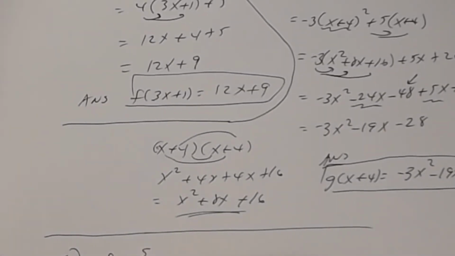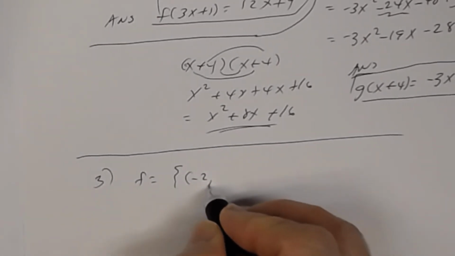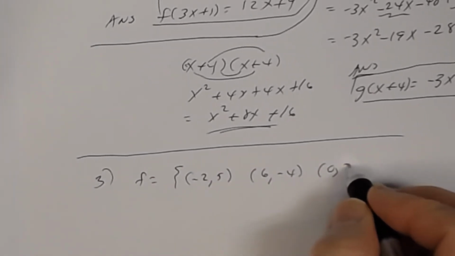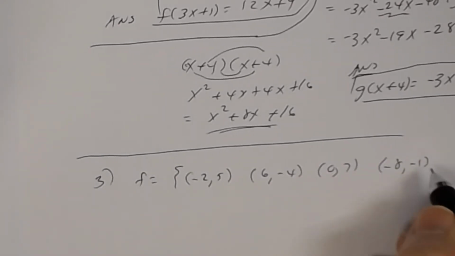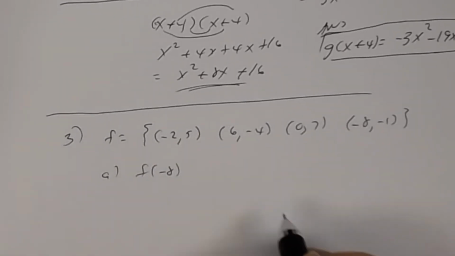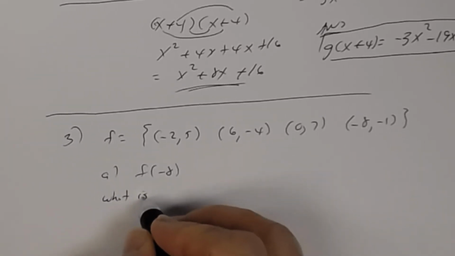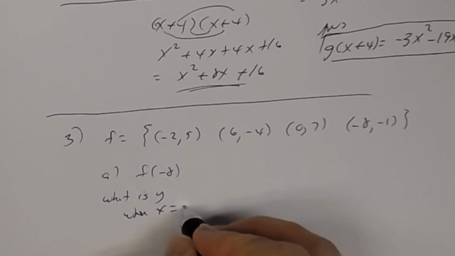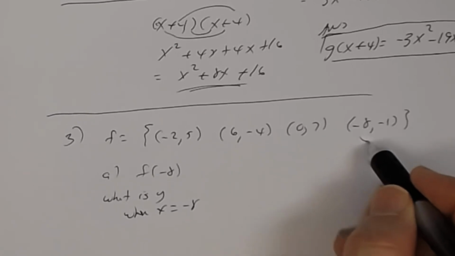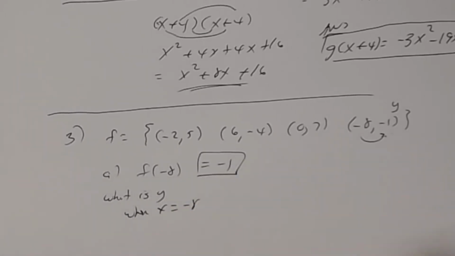And this relation here, or this function, has the points (-2, 5), (6, -4), (0, 7), and (-8, -1). Okay, and so in part A, you want to find f of -8. Well, remember what that means. It means what is y when x is -8? You find right here where x is -8. That's this one. So if x is -8, my y value is -1. So the answer is -1.